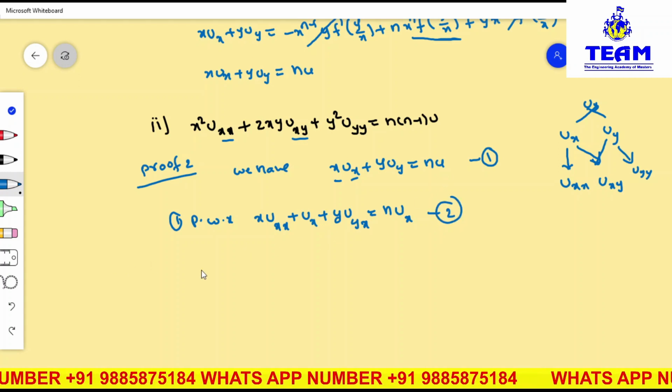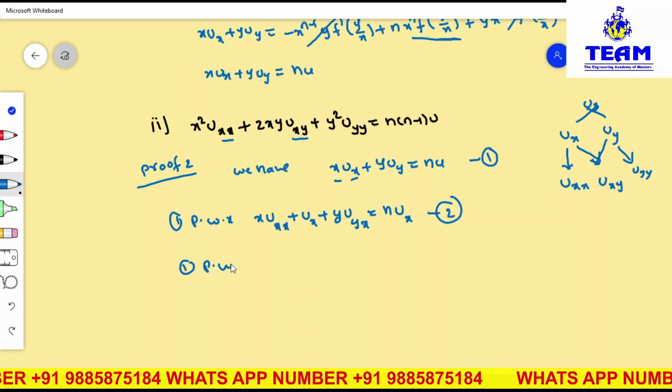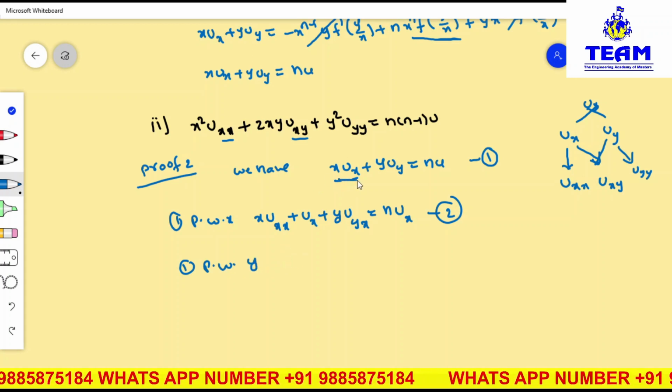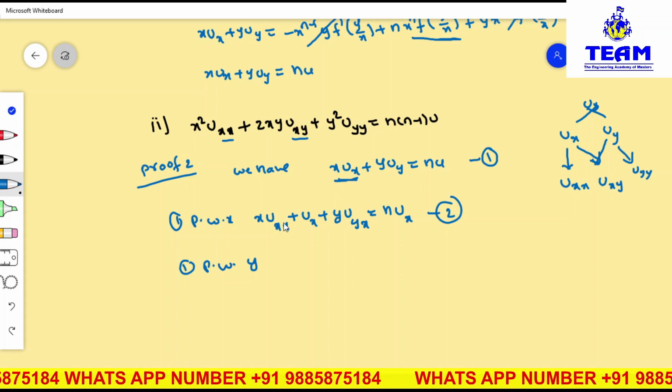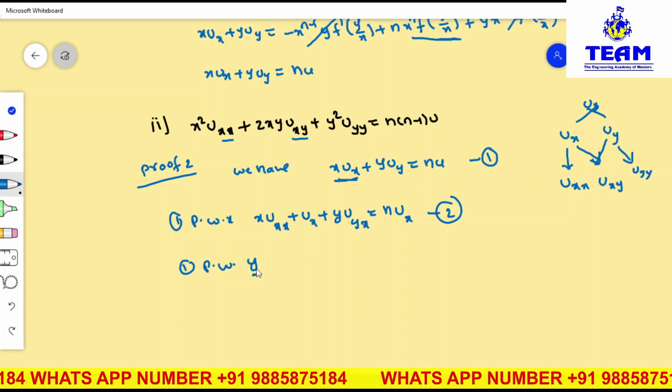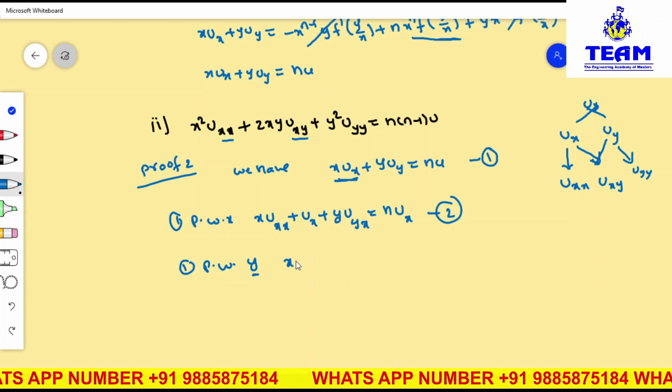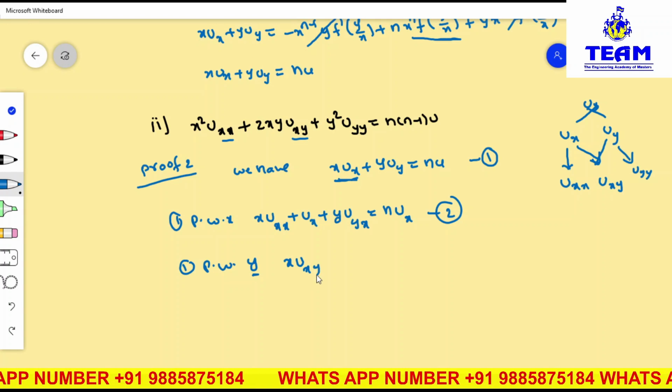Again, you differentiate equation 1 partially with respect to y. Then here you see, in equation 1, you have x into ux. But we are differentiating partially with respect to y, so treat x as independent, that is, x as a constant. x is x. ux derivative with respect to y is uxy.